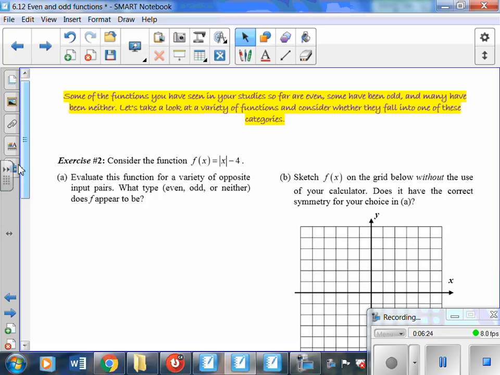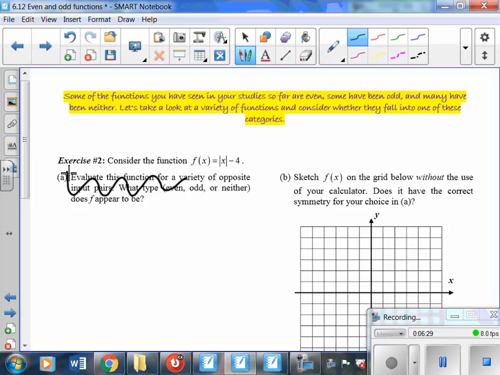All right, so let's consider the function f of x equals the absolute value of x minus 4. Evaluate this function for a variety of opposite inputs. We're going to skip that part, just take that part out, and go to part B, where we talk about how we're going to sketch this.